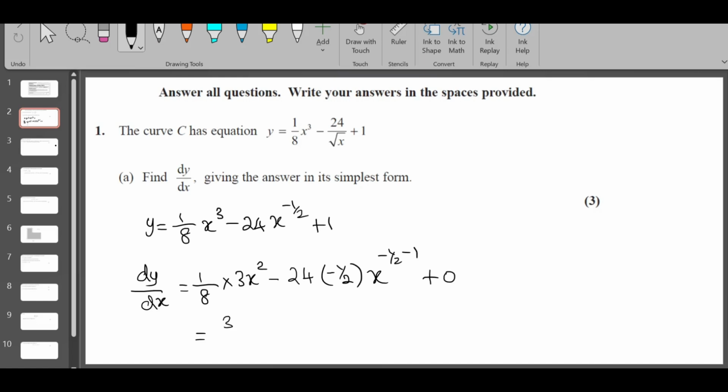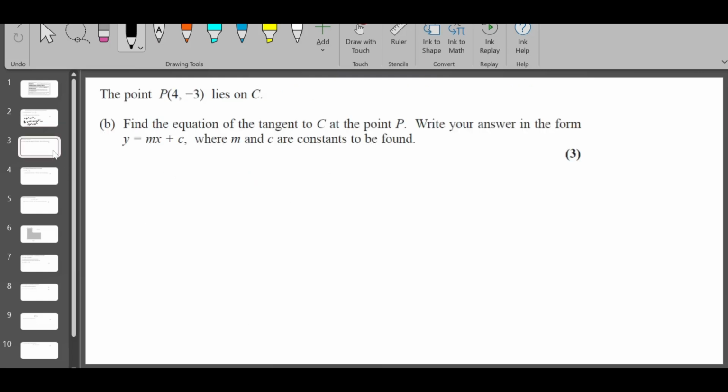So it's going to be 3 over 8x square plus 24 over 12 is 12x power minus 3 over 2. That's all. That's just a simple differentiation question. Part B, the point 4 comma minus 3 lies on C. Find the equation of the tangent.